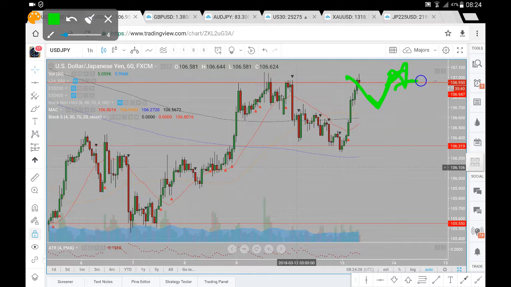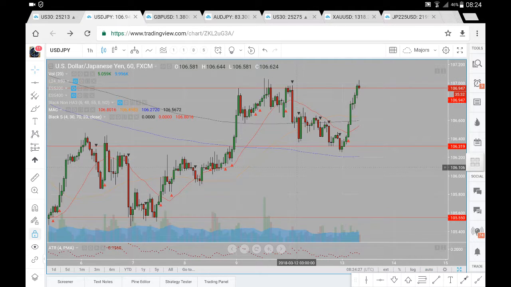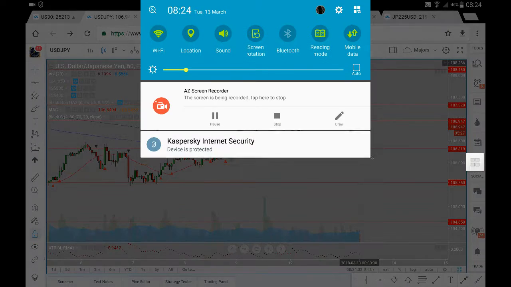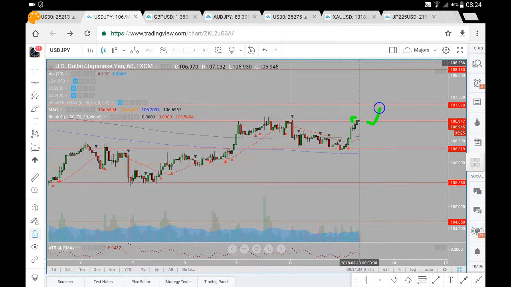If we do break and hold above the level, a retest from the other side of this 106.94, we are looking for prices to head further to the upside. So if we were to see prices head further to the upside above this 106.94, the very next levels that we are looking at here on the chart are 107.32. That's the very next major level.